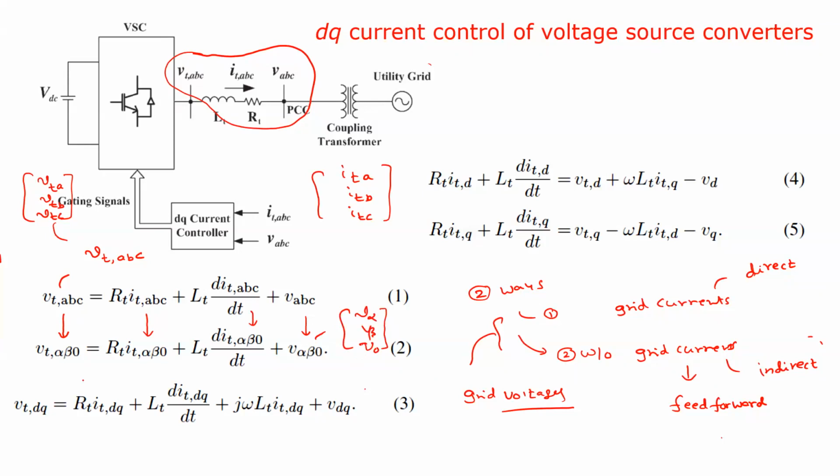The next step is to convert this into DQ by using the synchronous reference frame. We transform this, or else we can directly do it. So this is VTD equals RT into ITD, and in addition there are some additional terms that you will get. You're aware of the matrix. When converting this into the DQ reference frame, I hope you are aware of this matrix.